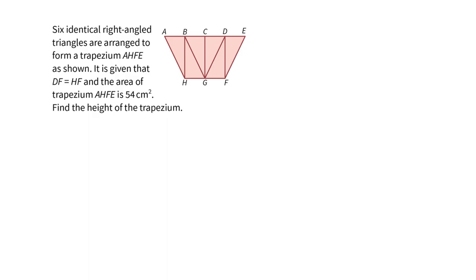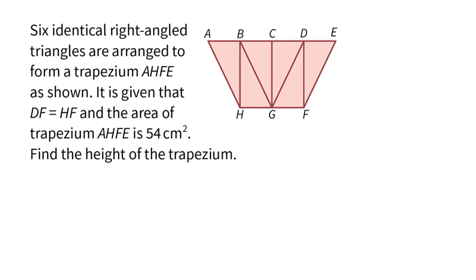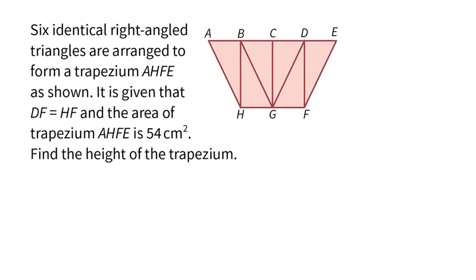Hello everyone, welcome to this problem where we are given 6 identical right angle triangles to form this trapezium AHEF, and we are also given a very important piece of information. DF and HF are equal.